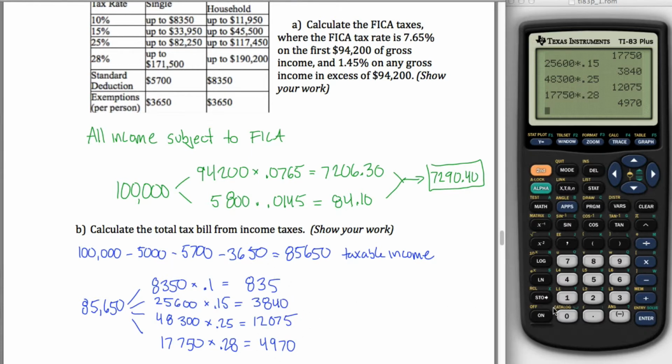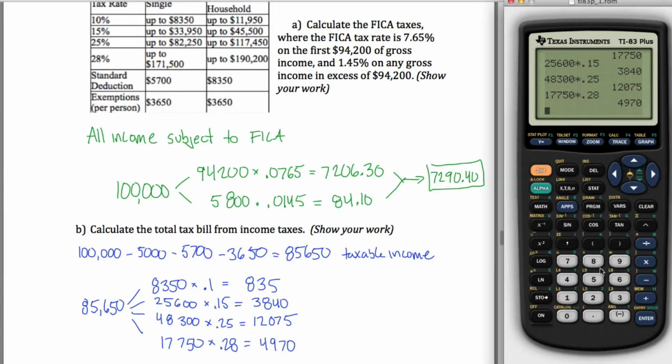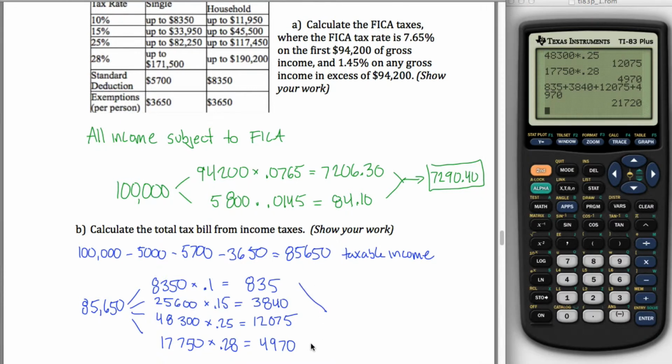If you add up all those numbers right there, you get 835 plus 3,840 plus 12,075 plus 4,970. And if I typed all those in right, I get 21,720. Total tax bill from income tax is $21,720.